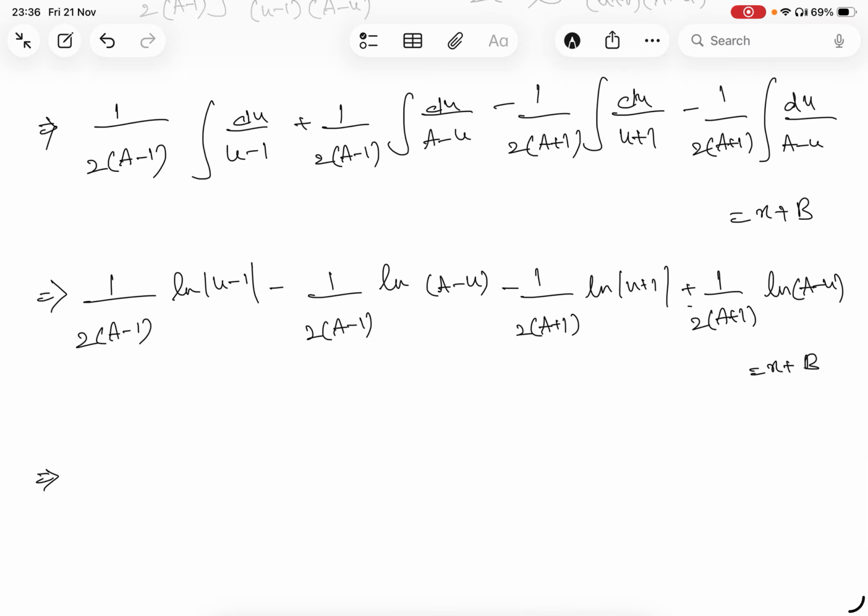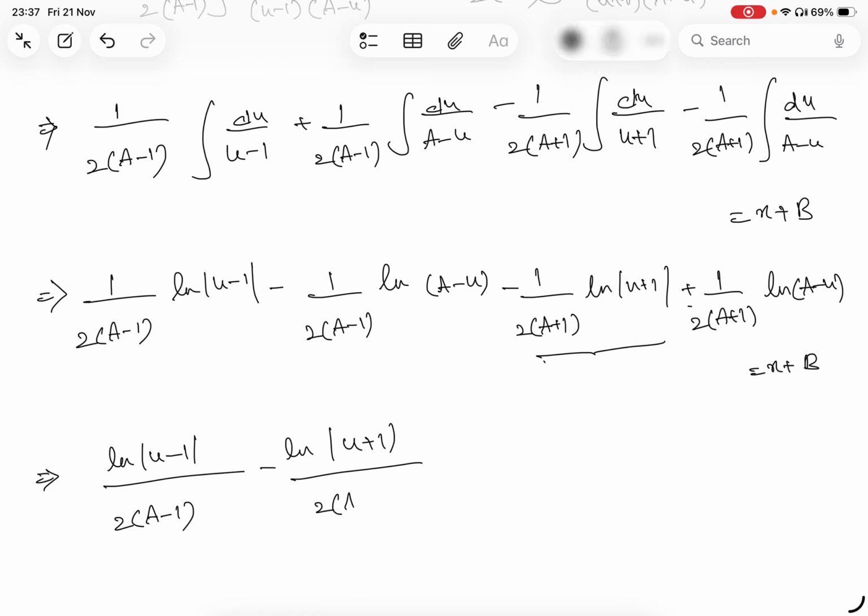This first term is ln of mod u minus 1 by 2 into a minus 1, minus ln of mod u plus 1 by 2 into a plus 1, right? Then we are left with the second and fourth terms, which is, as you can see, ln of a minus u and ln of a minus u. You can take it as a common.